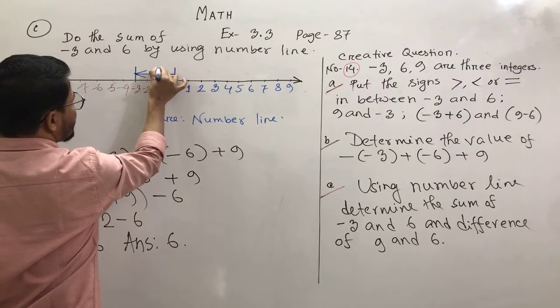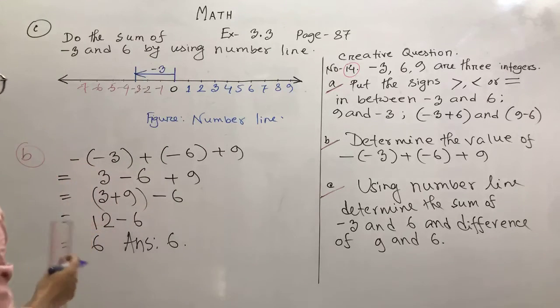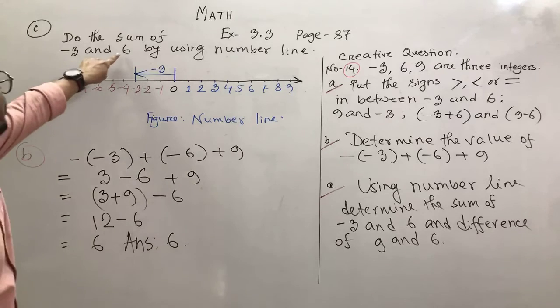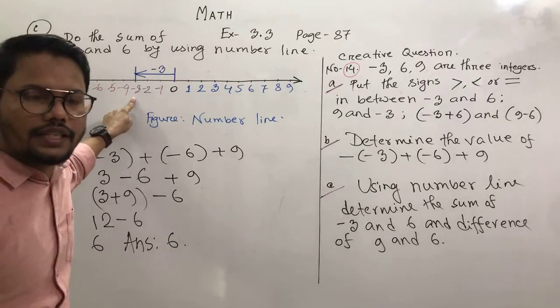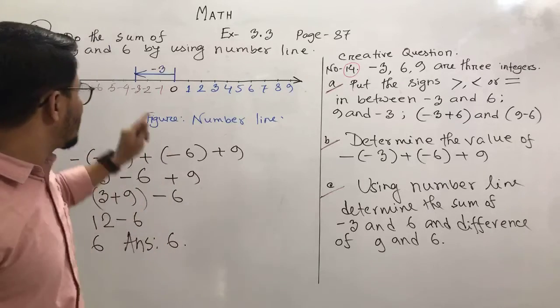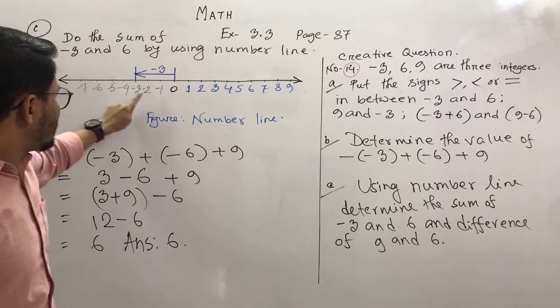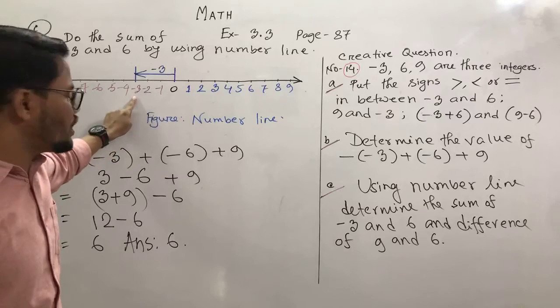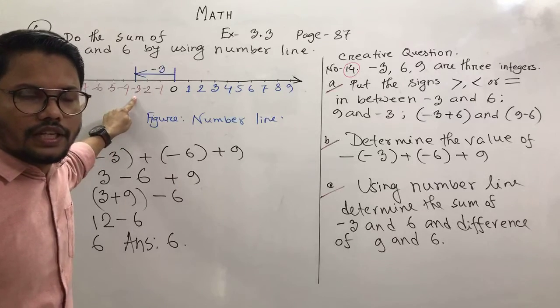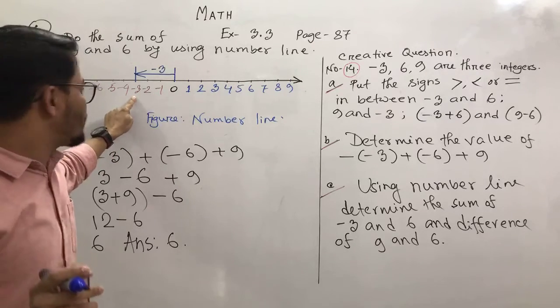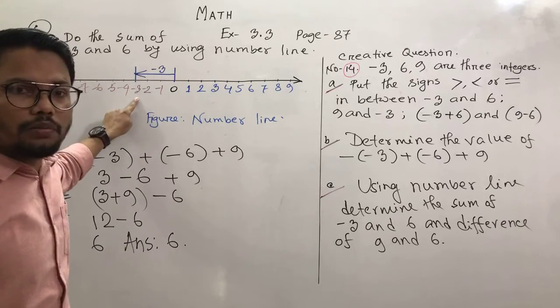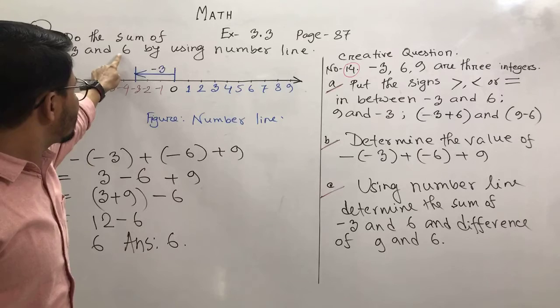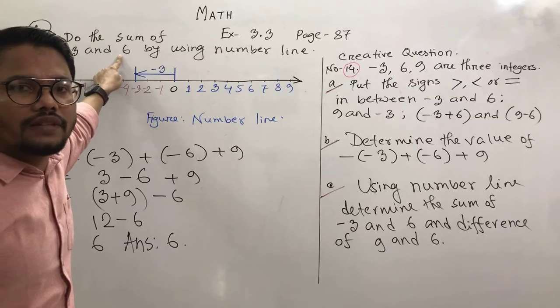This one is -3. Now add 6. Where the first number is completed, the second number will start from that number. The -3 started from 0 and completed at -3, so the second number will start from -3. The second number, 6, will start from -3, and the 6 indicates a positive integer.